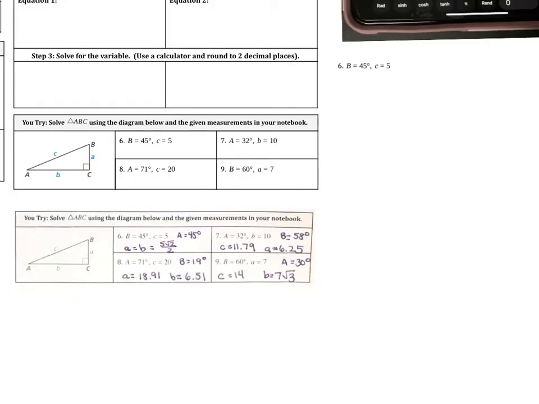So in this video, I'm going to work out all of the 4 you tries. Here are the answers here. So I'm going to go through 6, 7, and 8, working through each example to help you out.